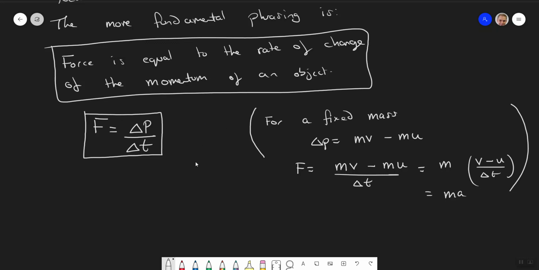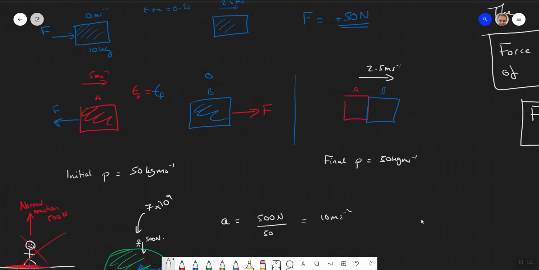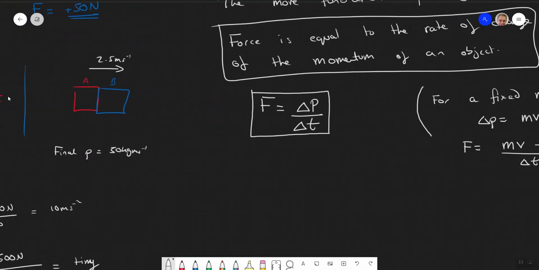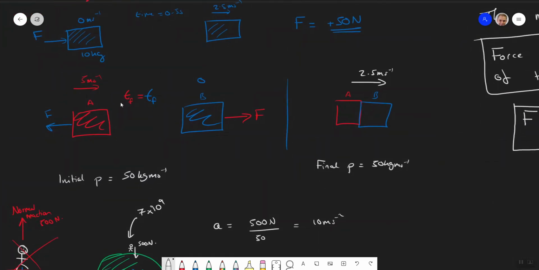Now, let's think about the example we had around here. You might think, hang on, one of the problems might be this idea here: I didn't know the time at which a collision occurred. Now, the nice thing is that generally it didn't matter.